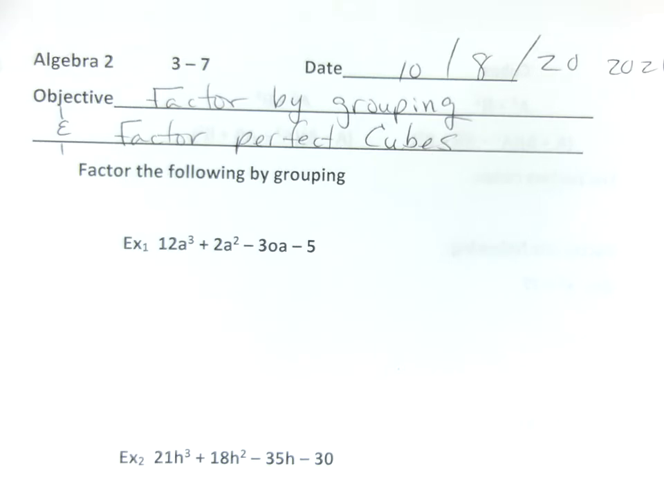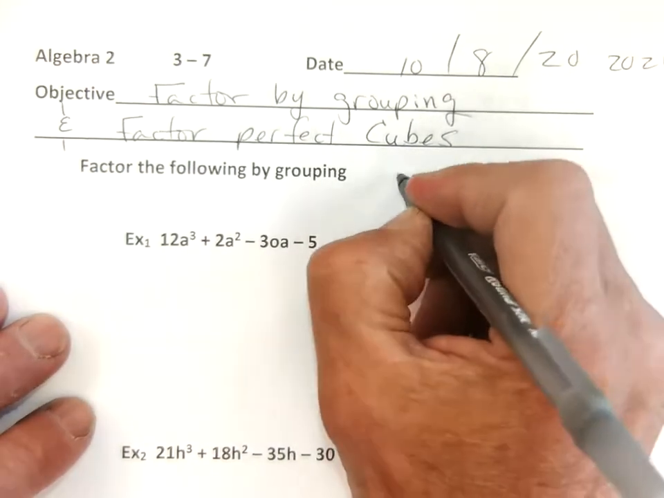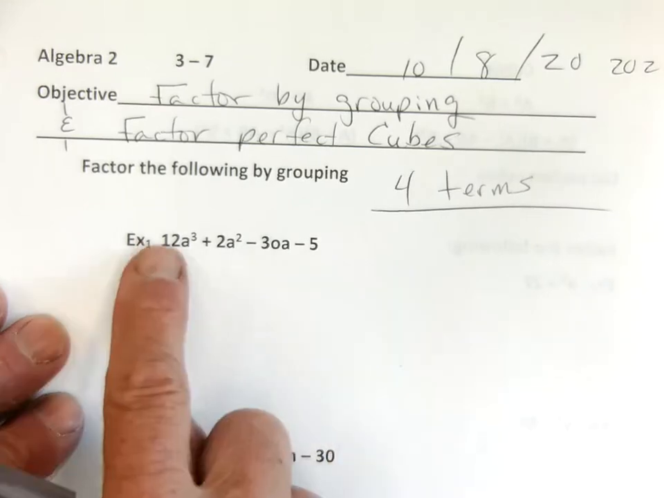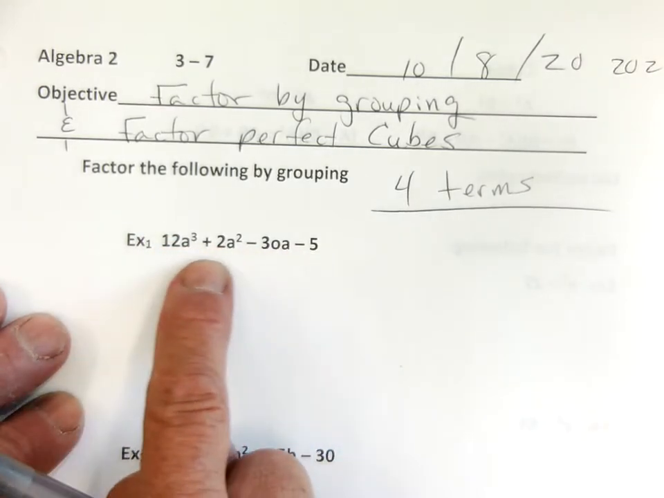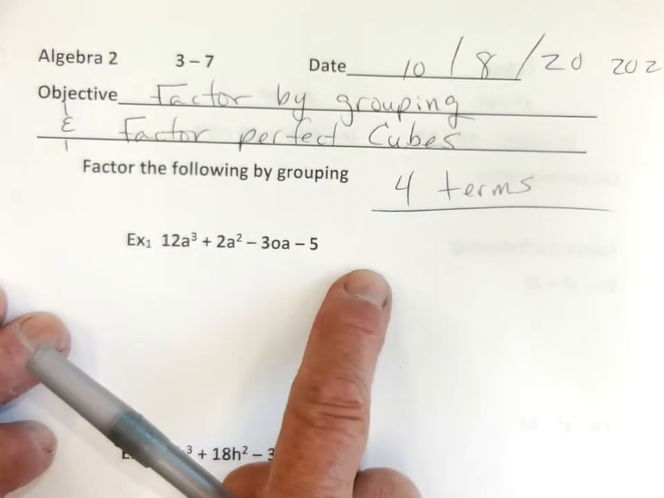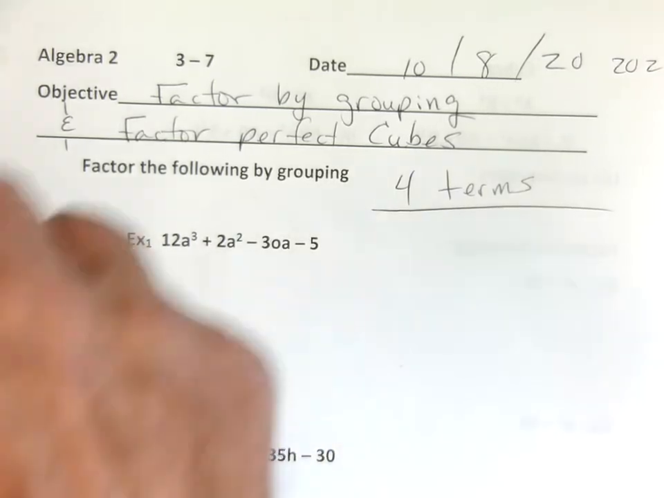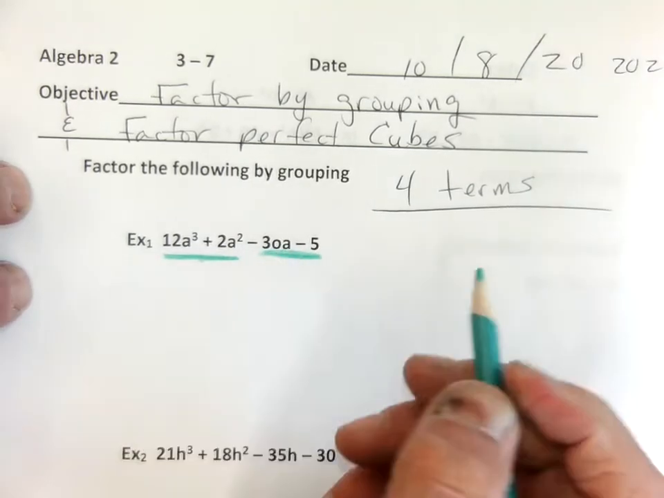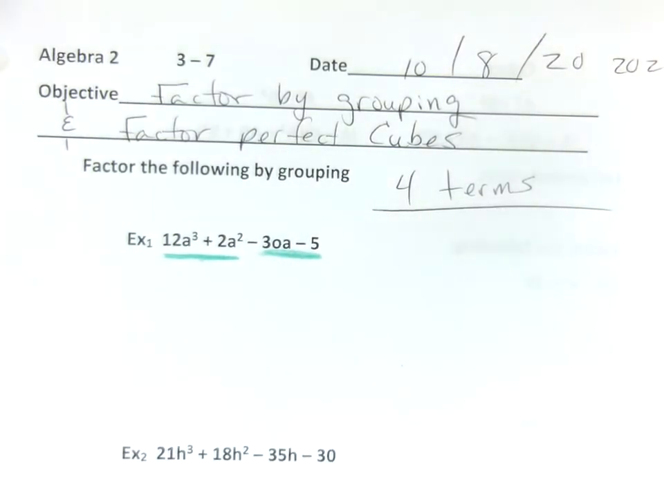Now, factor by grouping. If you see four terms, then we're going to group them. I'm going to put these two together and then these two together. So we do it by grouping, okay? When you see four terms, you pair them up.